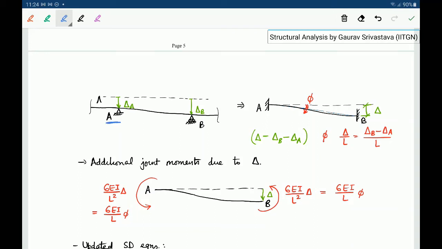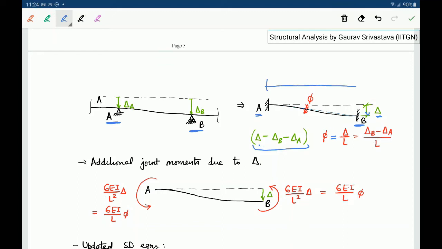So let's say the support A is settled downwards by delta A, and support B is settled downwards by delta B, right? Now when we convert this to a primary structure, let's say the primary structure is shown here like AB, and the support B settles downwards by delta relative to A, which means delta is equal to delta B minus delta A. So B is settling downwards with respect to A, and this is causing a chord rotation of phi, which is equal to delta by L.